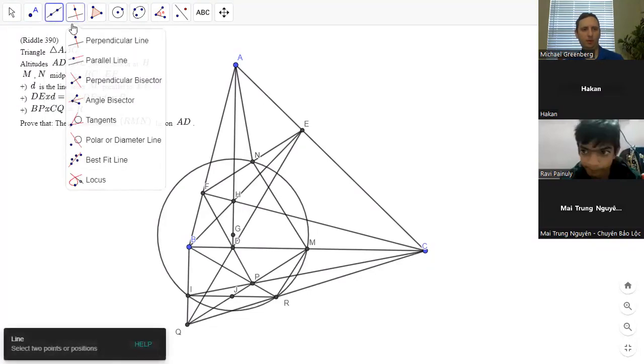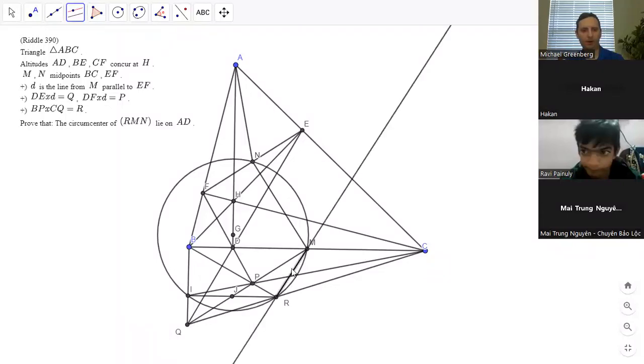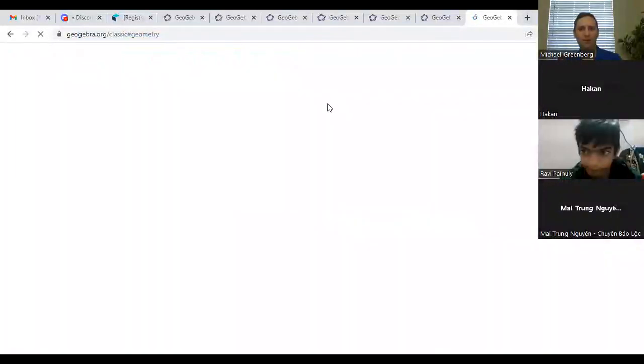I don't think this is true, but let's check if MR is parallel to IN. Yeah, it's not true. Actually, I want to see if you guys can solve this other problem. I'm just going to try it out. So it looks easy, but I spent a while on it.